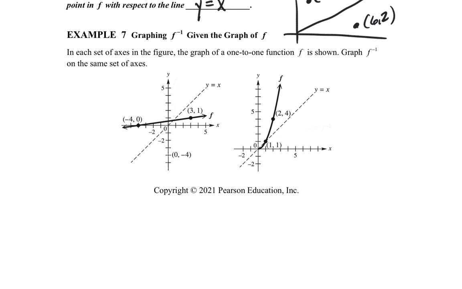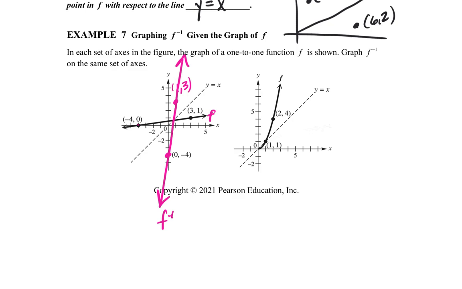So let's look at this one for an example. We've got the line, here's our function, and we've got the point (3, 1). So that means the point (1, 3) is a mirror image across the line. If I folded it over, that's where it would land. This point here, negative 4, 0, would be 0, negative 4, which would be right here. And now you've got the graph of your inverse.